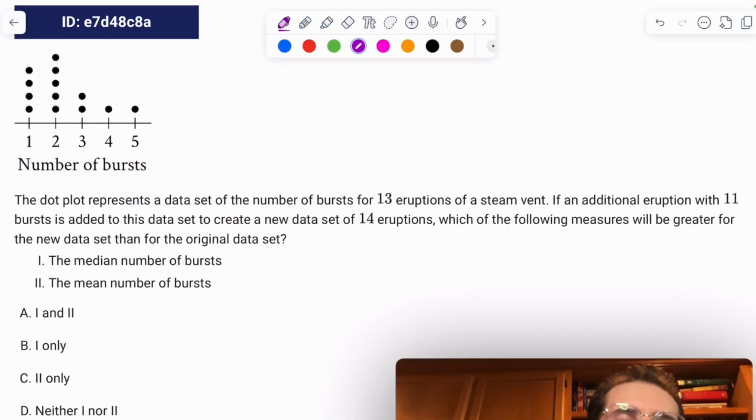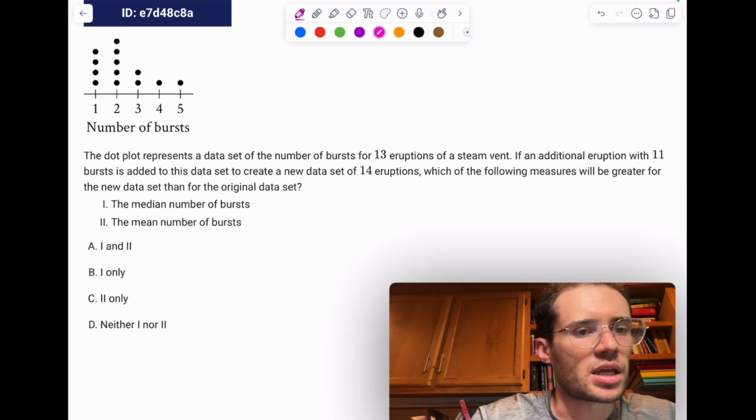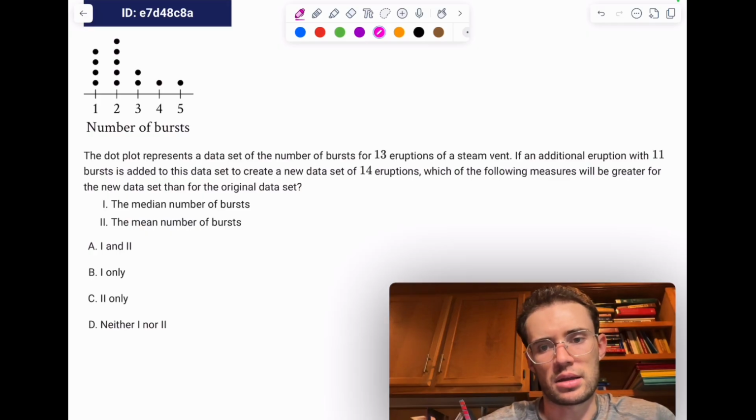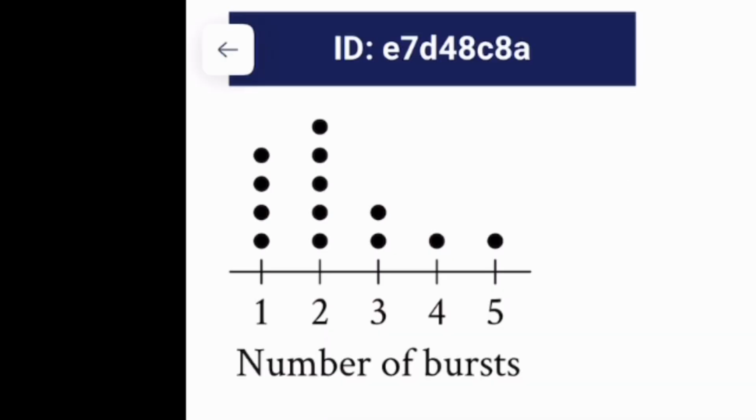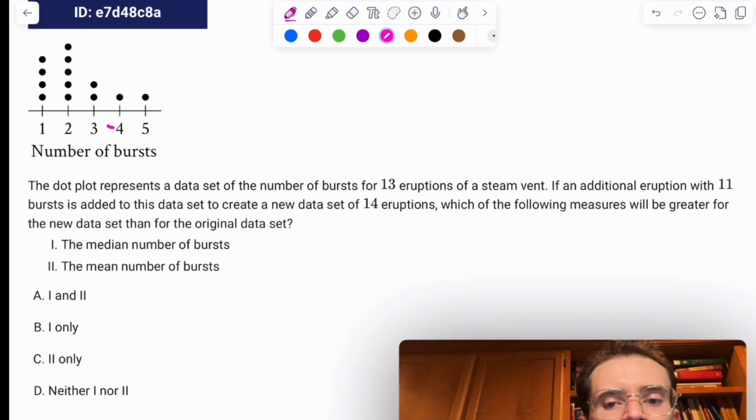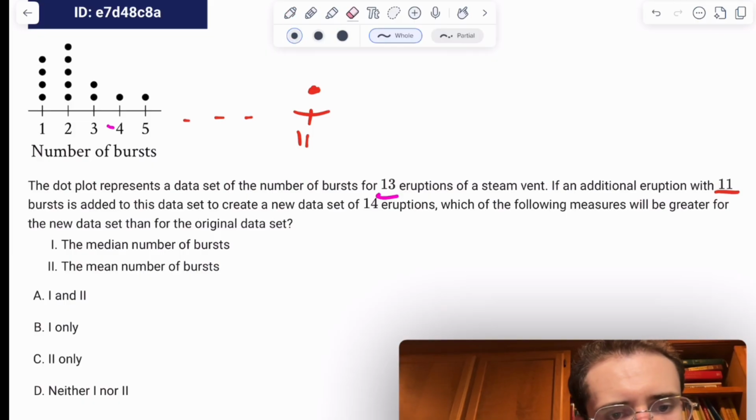The difference is 32. All right, here we have a dot plot that represents a data set of the number of bursts for 13 eruptions of a steam vent. So I guess like each point is an eruption, and the number of bursts is where it is on here. Okay. So there were 13, and then it says if an additional eruption with 11 bursts, so we're adding one that's going to be an outlier all the way up here. It's up at 11, and there's just one of them, is added to this data set to create a new data set of 14 eruptions.